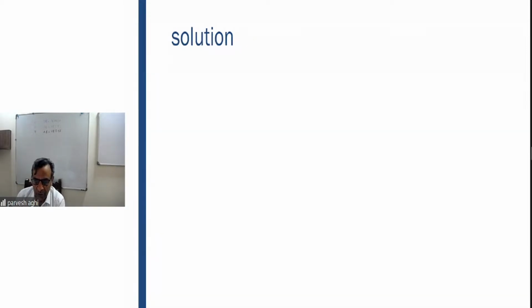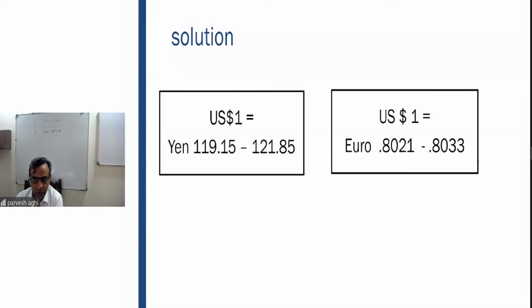So now we just put them in order. We know that these quotes are like this: $1 is equal to so many yen, and $1 is equal to so many euros. Is that okay? So these are the two quotes given to you. Now you want to know what is the price of euro in terms of yen. You are a Japanese guy, and you are traveling to Europe and you want to buy a euro.